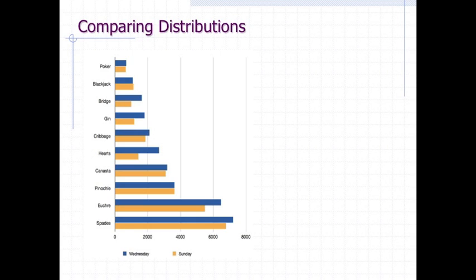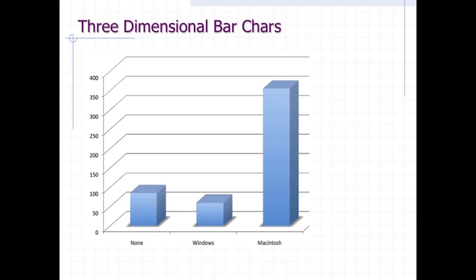Don't get fancy. People sometimes add features to graphs that don't help to convey their information. For example, three-dimensional bar charts like the one shown in the figure are usually not as effective as their two-dimensional counterparts.